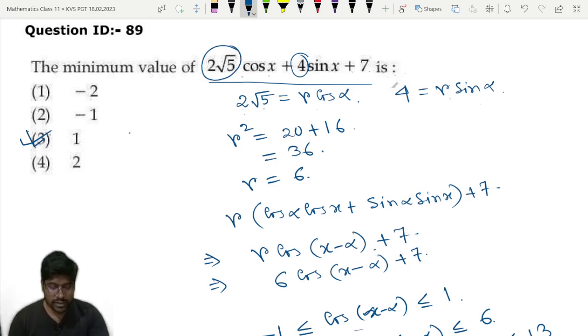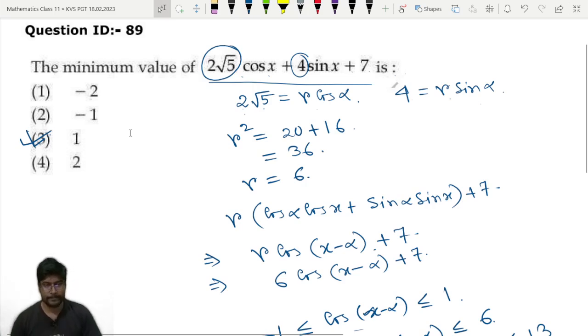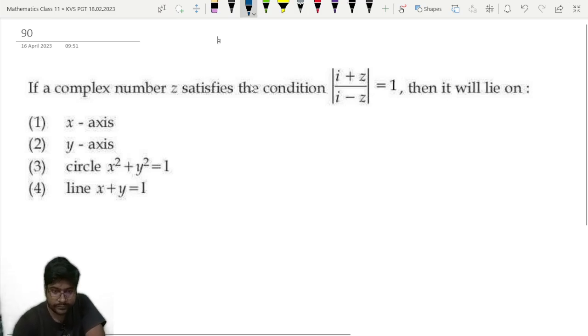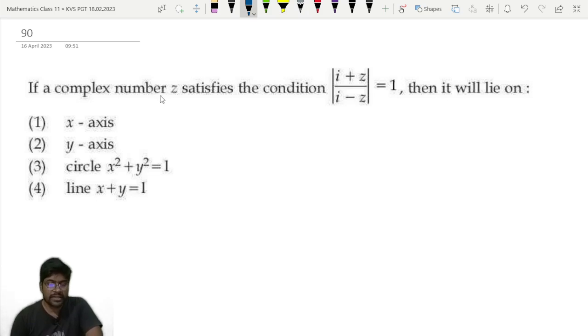So now let's move to the next question. Question number 90. So here is question number 90. We can see, if a complex number z satisfies the condition that the modulus of (i + z) divided by (i − z) is equal to 1, then it will lie on what? That we have to find.